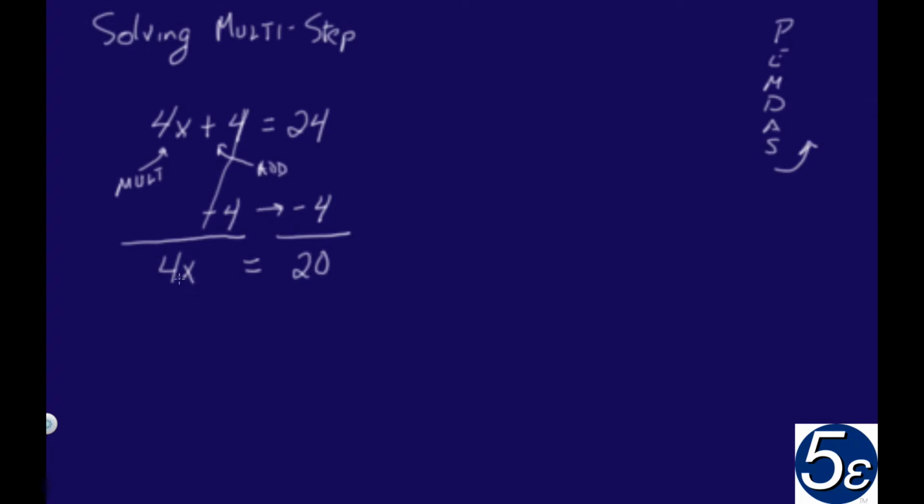Since it's a multiplication, we can now divide this side by 4, and we can divide this side by 4. And we end up with x is equal to 5. And that's our solution. So let's try another one.